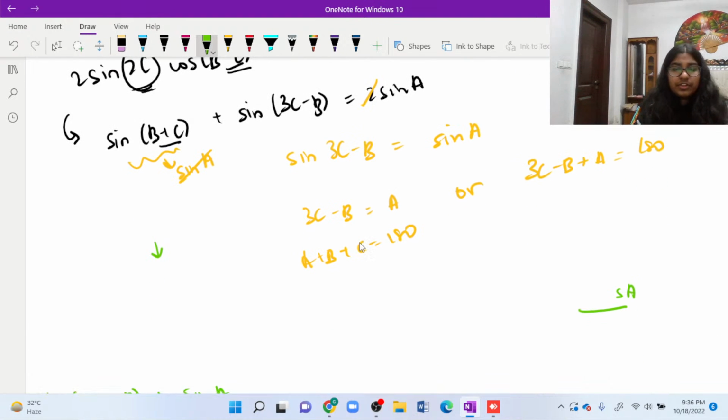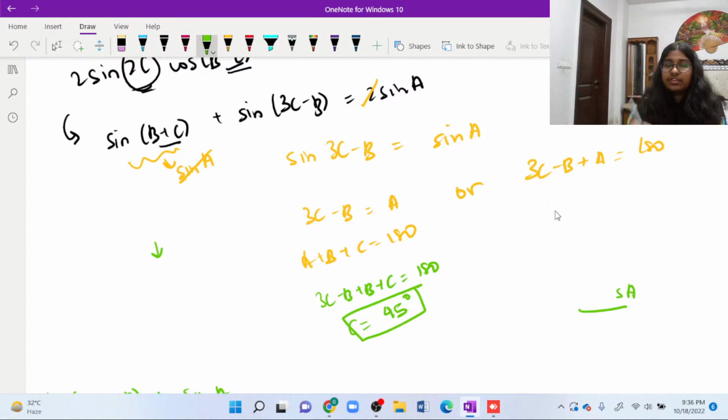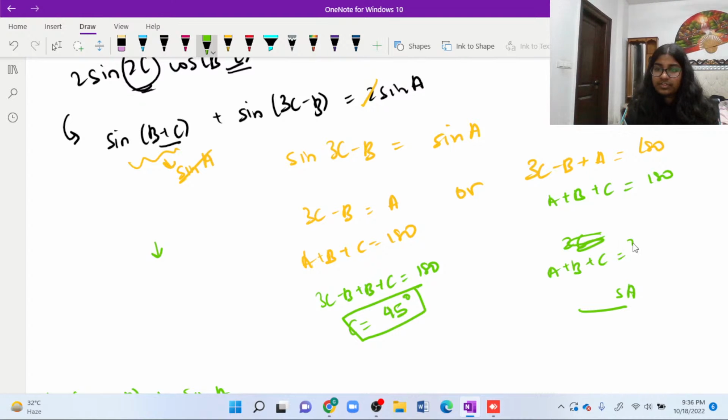So from here you get 3C minus B plus C equals 180. So angle C equals 45 degrees. That's 180 by 4. And from here you know this. You just equate both of them. So you have 2C equals, A plus B plus C equals 3C minus B plus A. You cancel A. You take B here. And you have 2C equals 2B, which implies B equals C.